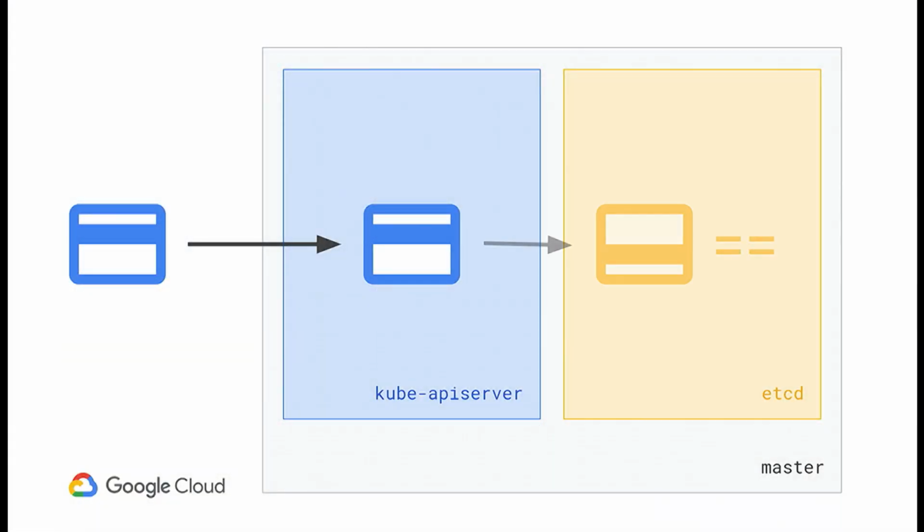So let's take a second to see how this looks. An app submits a secret to the Kube API server. The Kube API server pushes that into etcd in plain text. And then if an attacker has access to your etcd or a backup of the etcd database, all your secrets are now available to them.